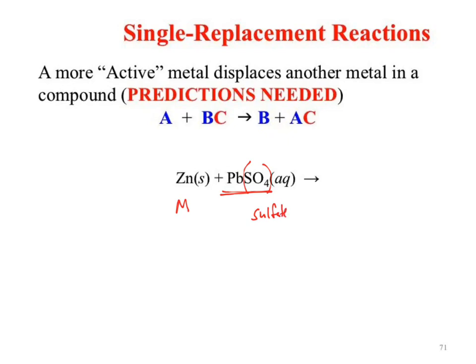What's the metal, sulfate or lead? Lead is my metal. Which means when I go through to do the exchange, what happens? Lead now needs to be chilling by itself, and zinc now needs to pair up with the sulfate. Yeah? What is the charge on sulfate? A -2. How do you know that sulfate is a -2? You have to have that memorized.